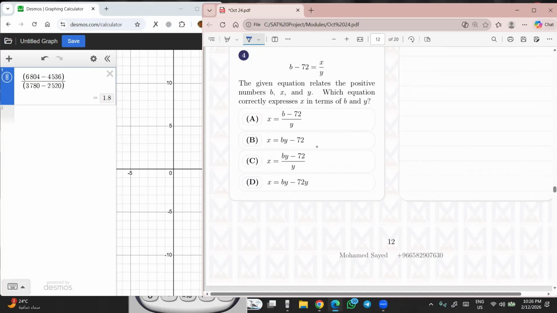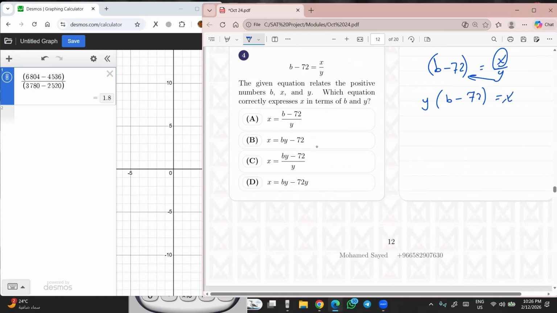So we need to get x alone. Remember always, when you have a fraction like this, x over y is equal to b, for example, just move the y like here, multiply it. So x is equal to by. And that's happening here also. We have b minus 72 is equal to x over y. If we want to get x alone, we get rid of this y, just move it up here, but multiply it by this. So y multiplied by the quantity of b minus 72 is the value of x.